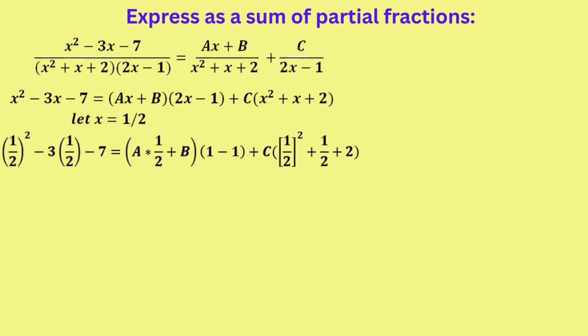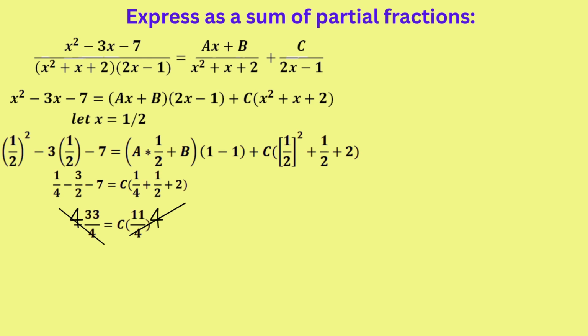On the left, x squared becomes a half squared. Minus 3x is now minus 3 times a half. On the right, a times x is now a times a half. And then c times a half squared plus a half plus 2. You can just use a calculator to compute the value on the left, which simplifies to minus 33 over 4. On the right, the bracket simplifies to 11 over 4.